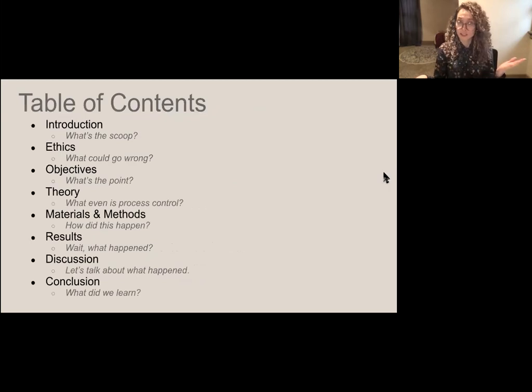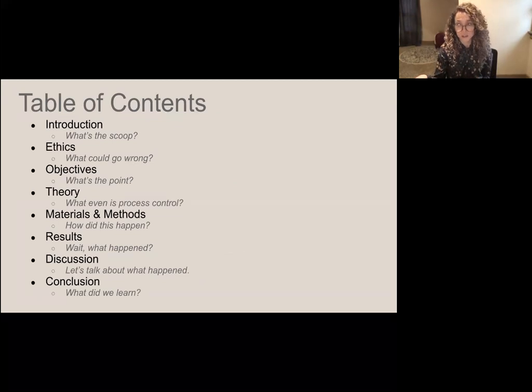So, table of contents. What will we be covering today, you may ask? Well, first, I'll give a brief overview and introduction, then we'll get a little serious in the ethics, and then move on to our objective for this experiment, followed by the theory, materials and methods, results, discussion, and last but not least, the conclusion.